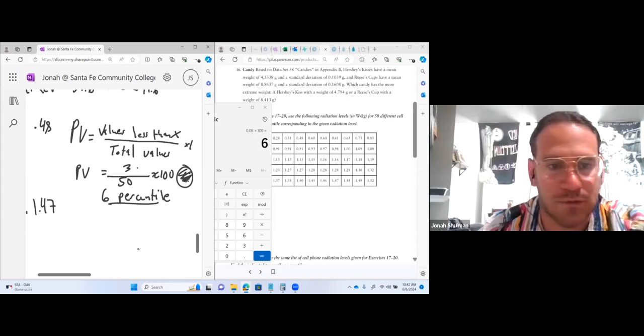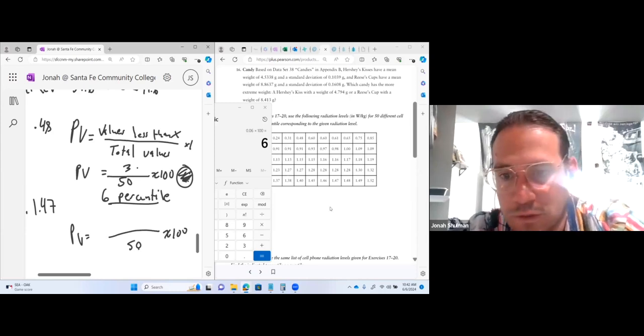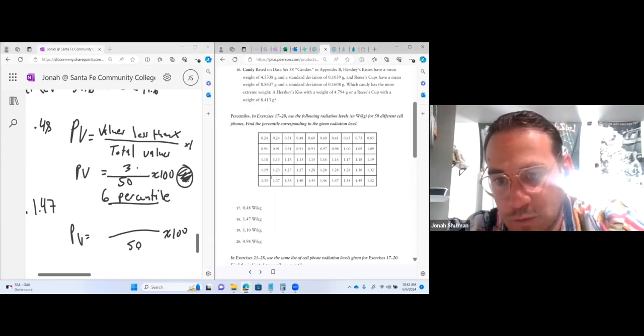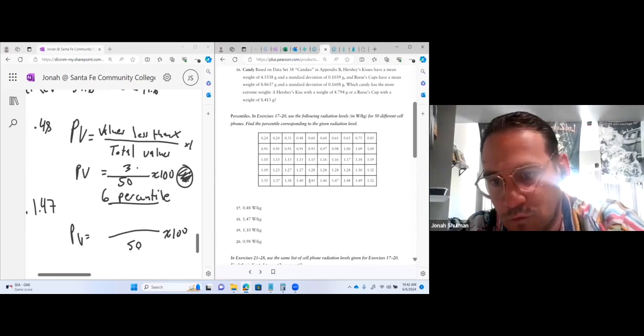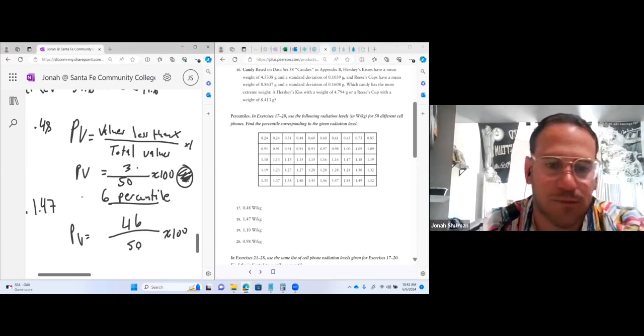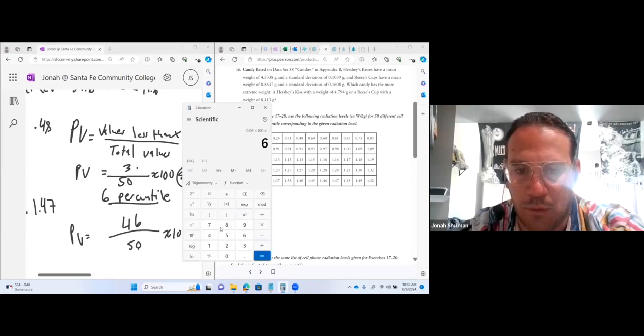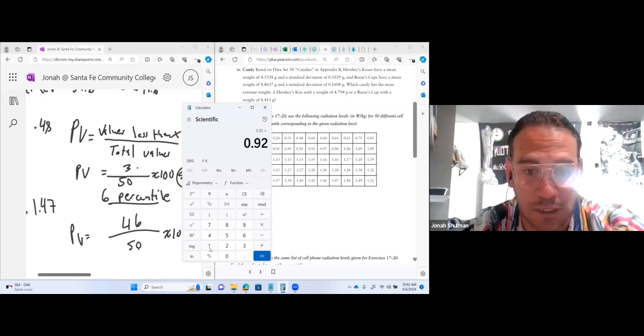Oh, let's do the 1.47. So we know the PV, what we're looking for, is the number of values less than this over 50 times 100. So how many values are less than 1.47? Well, we're already here, so it's all this business. You ready? 10, 20, 30, 40, 41, 42, 43, 44, 45, 46 or less. 46 divided by 50 is 0.92, times 100. We are in the 92nd percentile.